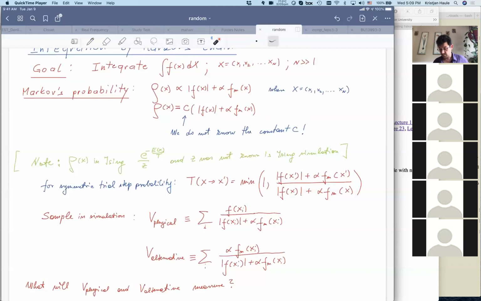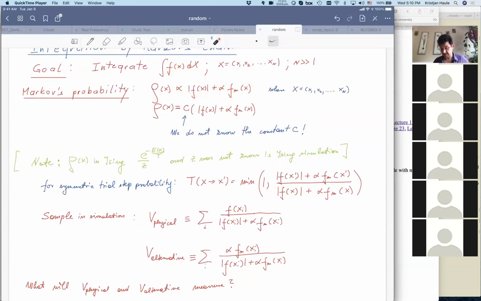So, in this particular example of integrating the function f of x, I told you that we're going to take the probability to be proportional to the absolute value of the function, and then we will add to it some other function for which we know the integral. This alpha is some constant, it doesn't matter so much. We're going to discuss what's the best alpha, but for now alpha is completely arbitrary.